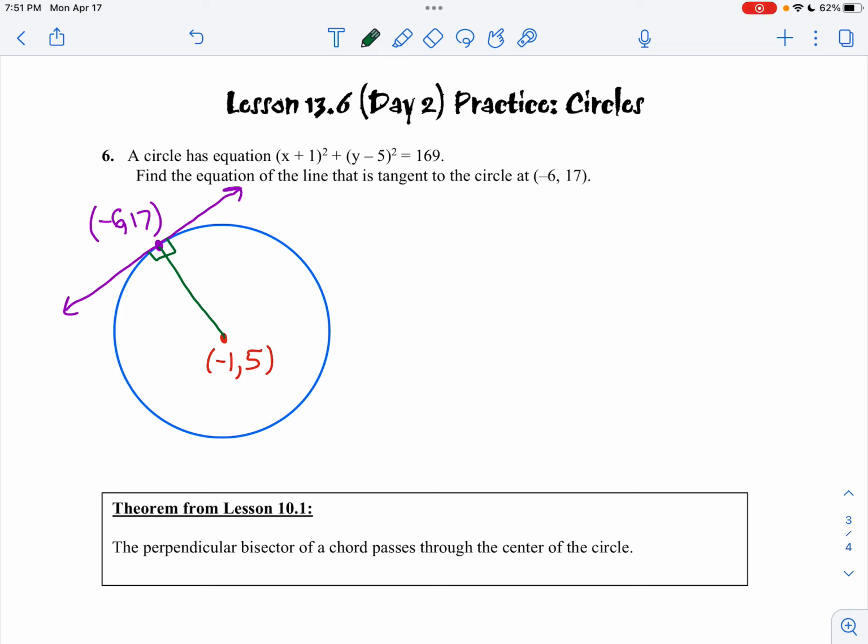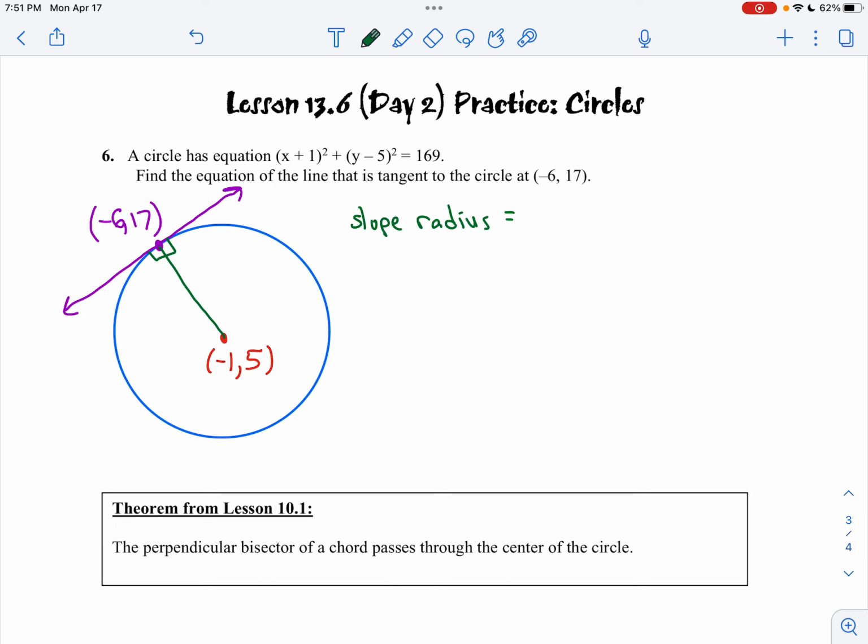All right, so now quick reminder from 13.2. For the equation of a line, we need a point and a slope. Well, we definitely already have a point on the line, but right now we don't know the slope of the purple line, and we only have 1 point on the purple line. So what we're going to do instead is find the slope of the radius, because we do know the 2 points on the radius.